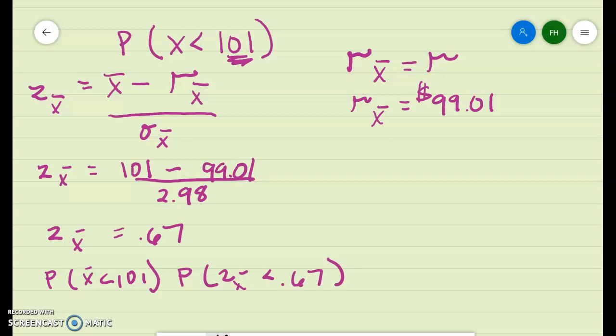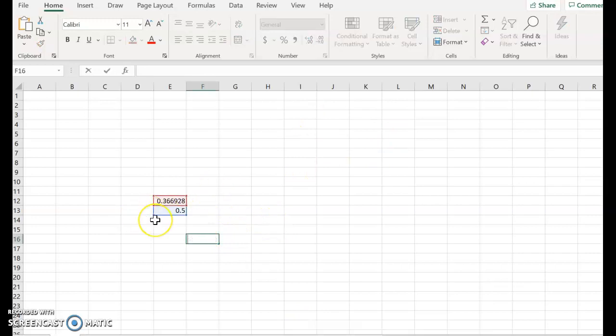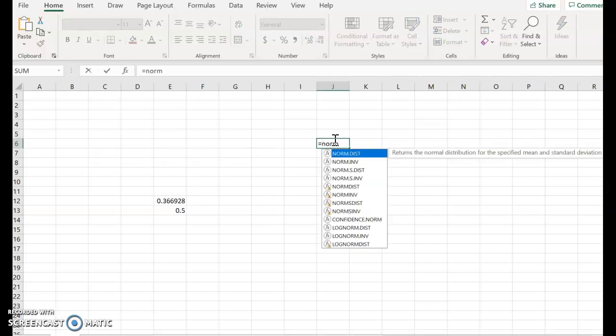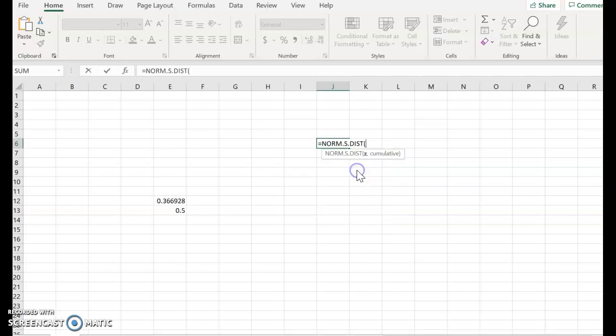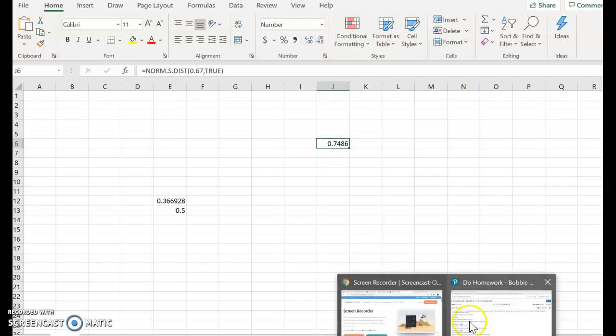0.67. So the way that we do that is we go into Excel. You're going to go equal NORM.S.DIST, which means standard normal distribution, and we said the z-score was 0.67, and we want it to be cumulative, so we're going to put TRUE. So the probability that z is less than 0.67 is 0.7486. We want to round to the 4th decimal place for our answer.